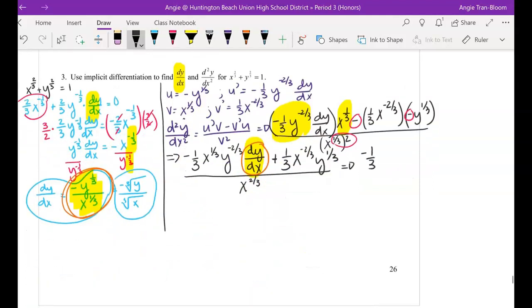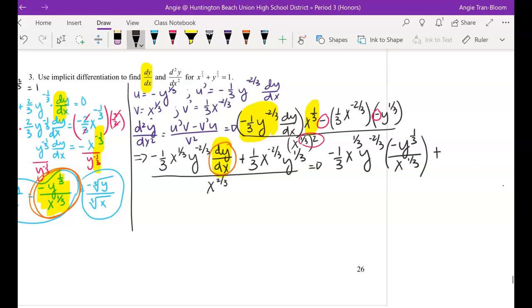Negative 1/3 x to the 1/3 y to the negative 2/3 dy dx. Here we go. Negative y to the 1/3 all over x to the 1/3. That's dy dx. I'm just writing that all in, okay? Then I'm going to copy everything else over as is. Positive 1/3 x to the negative 2/3 y to the 1/3 all over x to the 2/3.